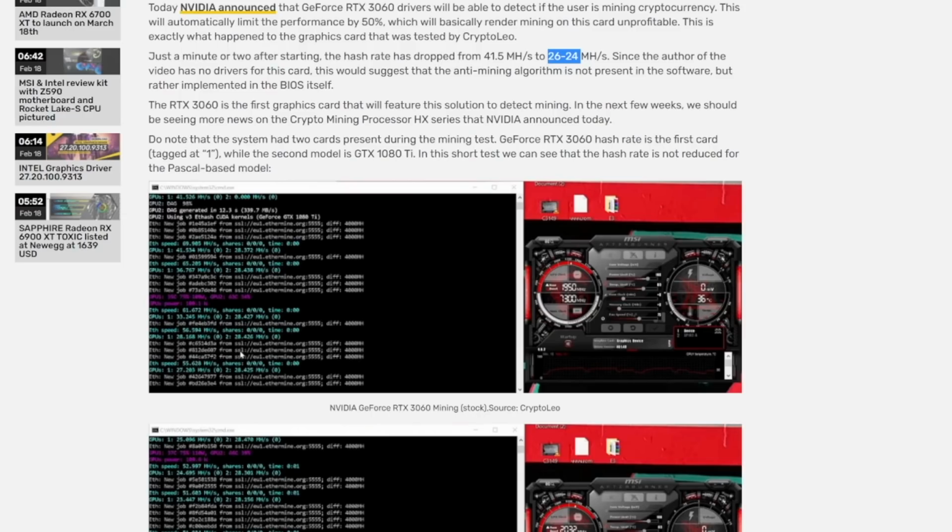What do you think about the CMP GPUs? We'll go more into that in a second. And what do you think about them making this 3060 essentially dead on arrival for miners?